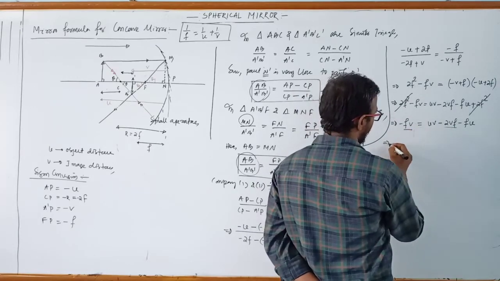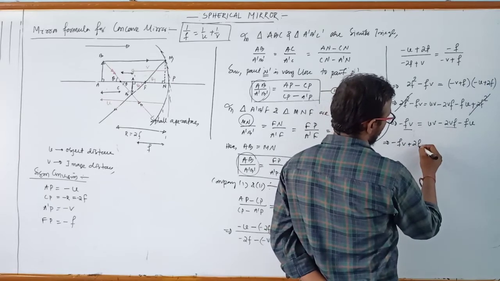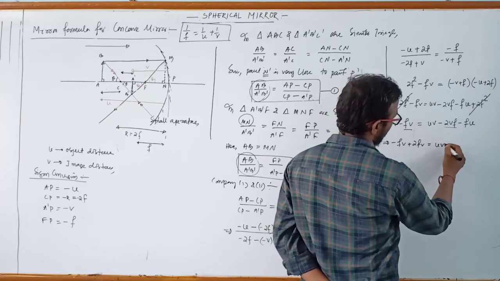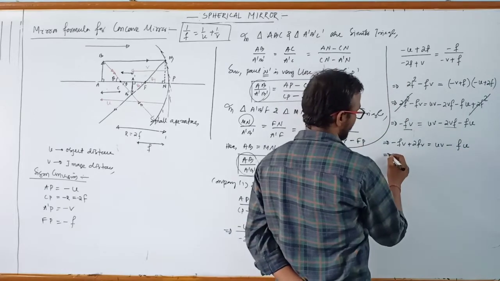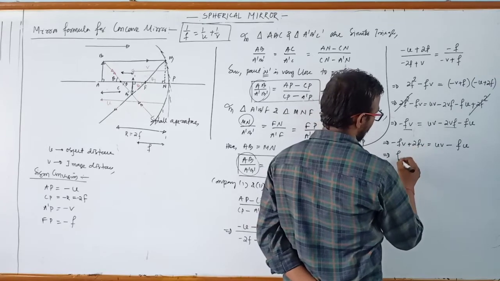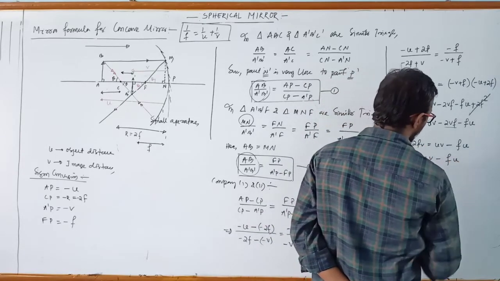If we take this side, then minus FV plus 2FV is equal to uV minus FU, or uF, and here the remaining part, 2VF minus VF, that is VF, is equal to uV minus FU.